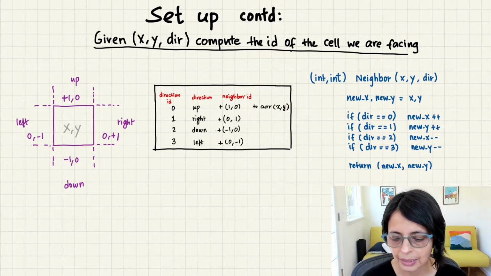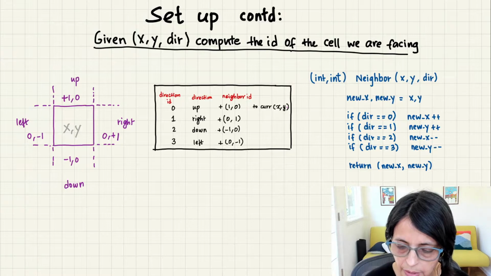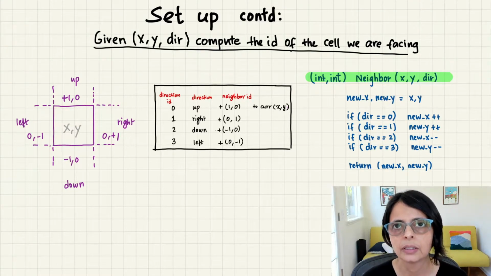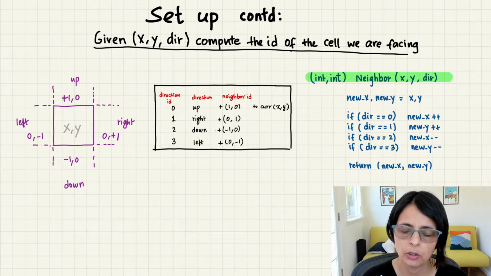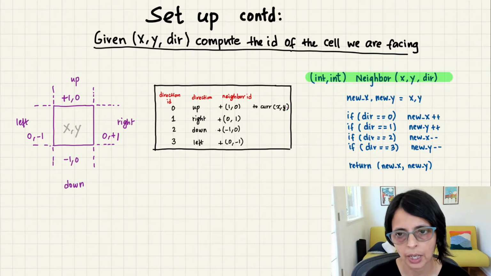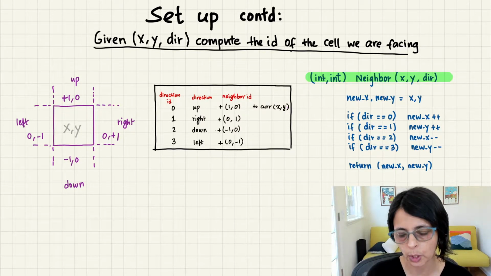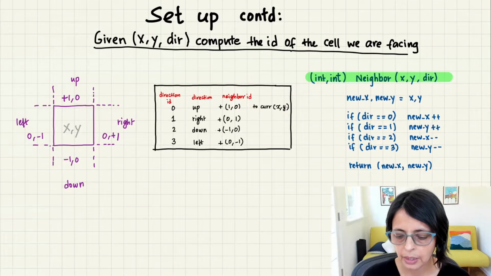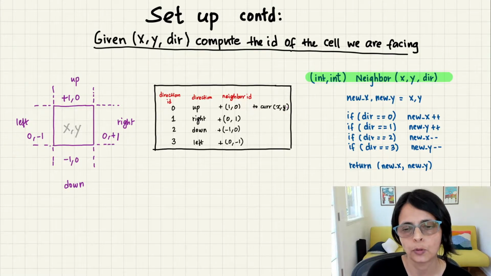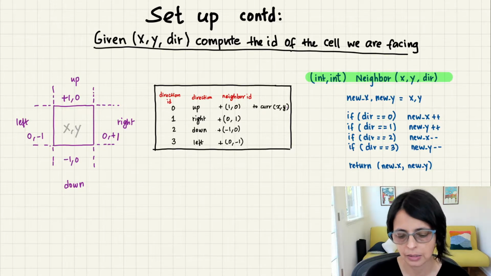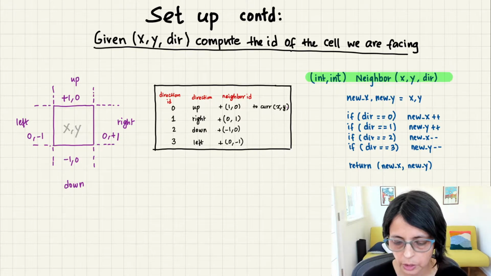So this is a tiny little subroutine, and I'm going to highlight the subroutine bit here. Neighbor: given the current location of the robot, which is x, y, and given the integer value of the current direction the robot is facing, which is dir, compute the unique ID of the neighbor that the robot is currently facing. I've set it up a few different ways in case you want to spend a little more time with this. You can pause here and look into it.